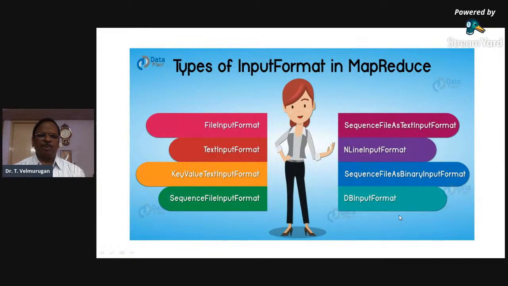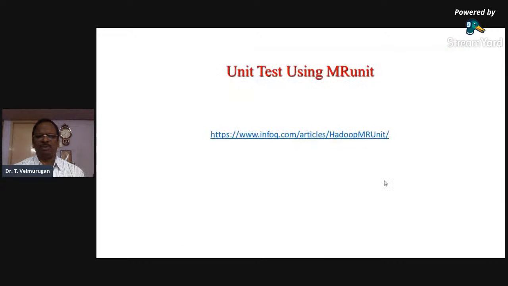Now we discuss the types of input format in MapReduce. There are various kinds of types. Input types available are: file input format, text input format, key value text input format, sequence file input format, sequence file as text input format, NLine input format, natural line input format, sequence file as binary input format, and database input format. These are some kinds of information given as input to the MapReduce method.